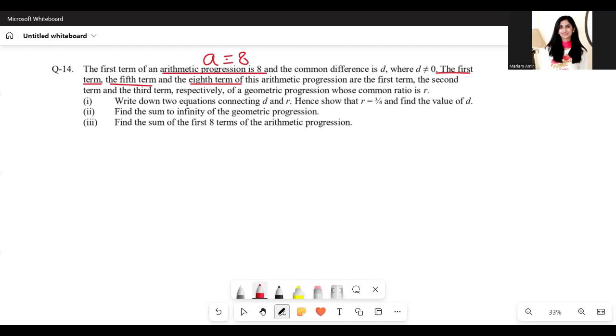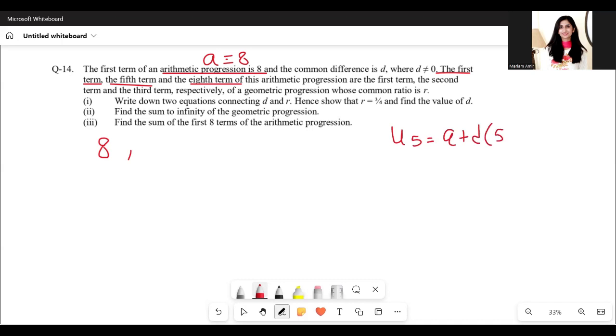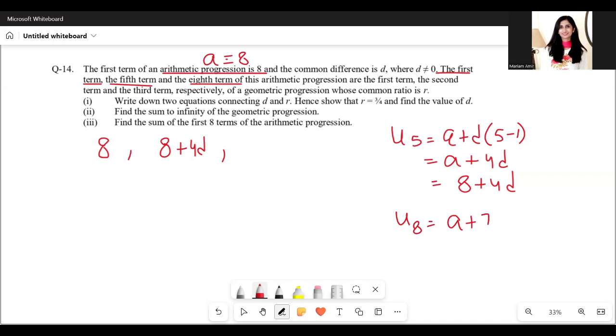It says the first term is 8. The fifth term of an AP can be found using U5 equals A plus D times (n minus 1), which is 5 minus 1. It's going to be A plus 4D. We know what A is, 8 plus 4D. And then the eighth term similarly, U8, would be A plus 7D. So 8 plus 7D is the eighth term.